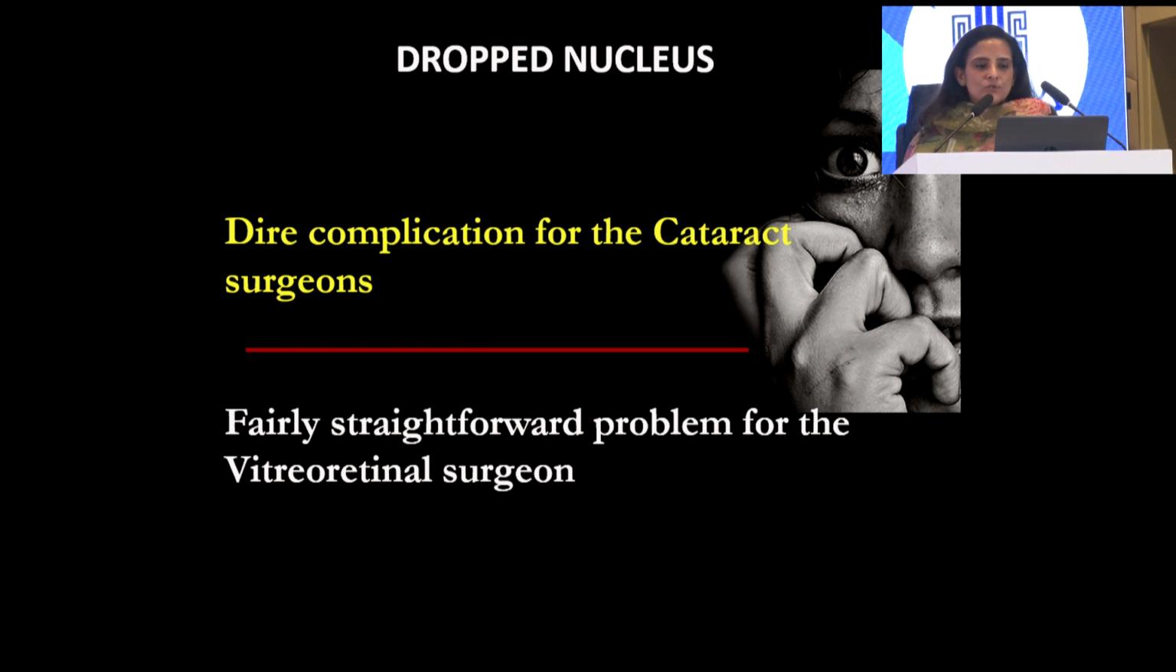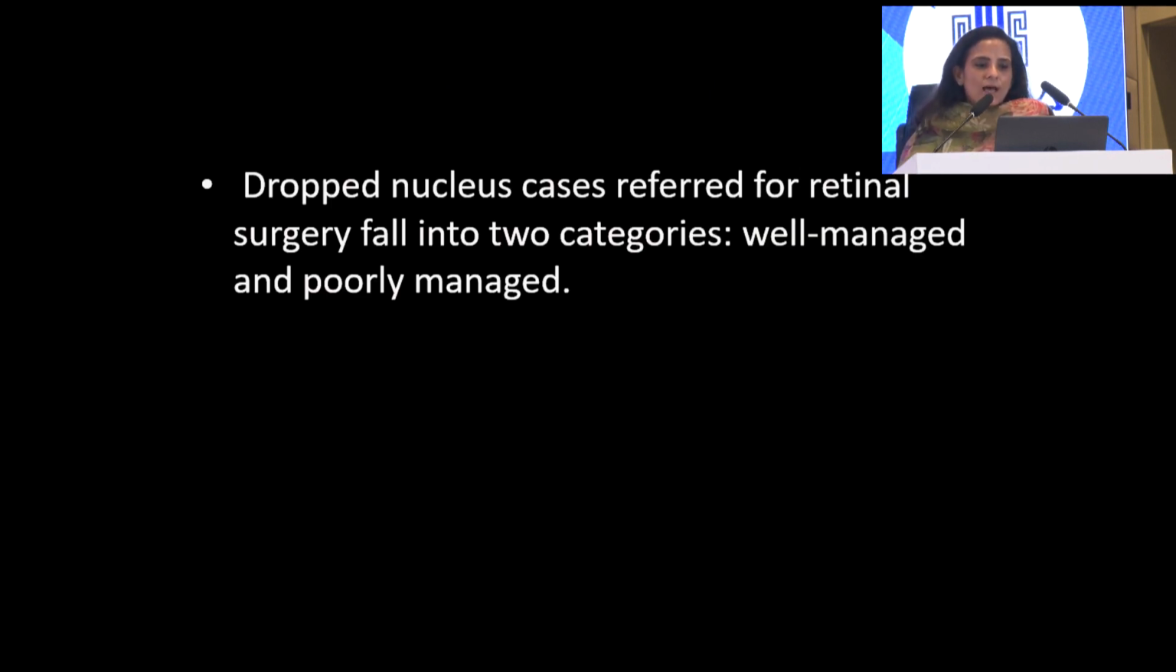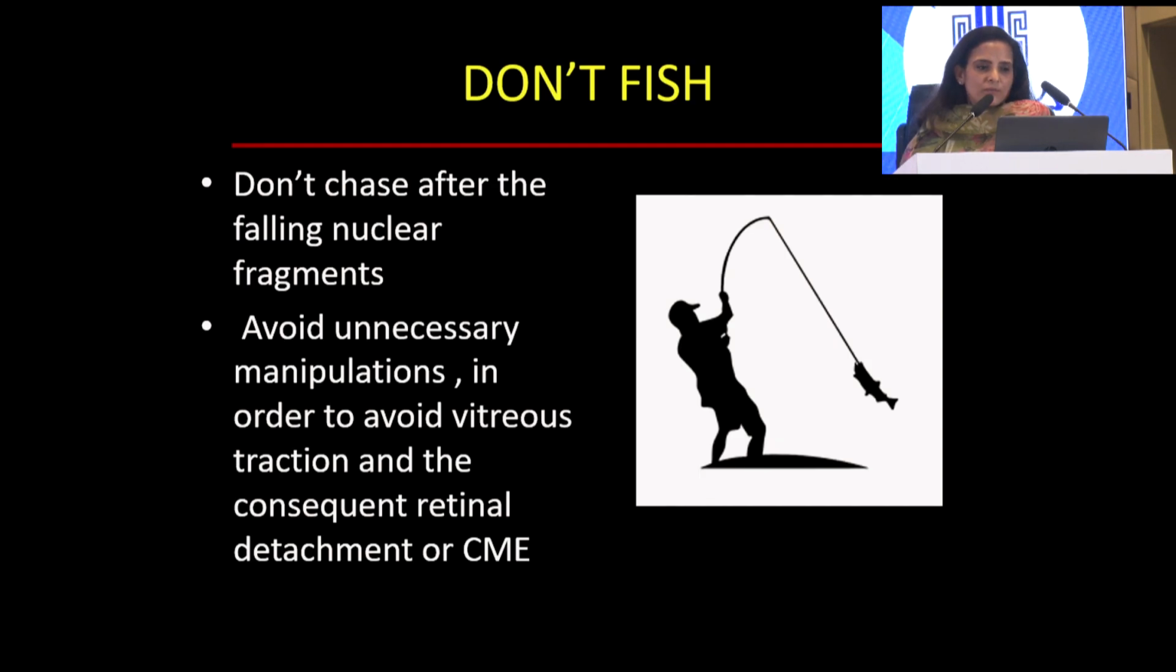Whenever there's a dropped nucleus, it is a very, very dire complication for the cataract surgeon, but it's a fairly straightforward problem for the vitreoretinal surgeon to solve. And the dropped nucleus cases referred to the retinal surgeons fall into two categories: initially well managed by the cataract surgeon, and poorly managed.